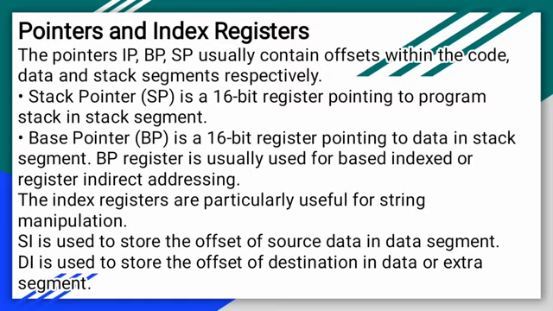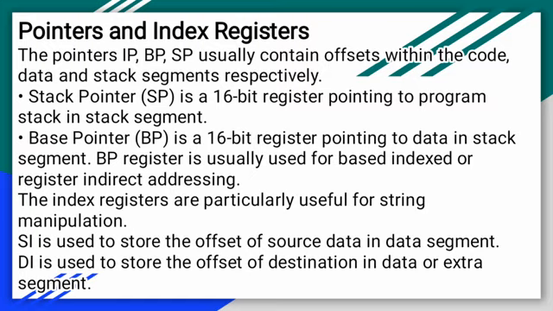BP register is usually used for based indexed or register indirect addressing. The index registers are particularly useful for string manipulation. SI is used to store the offset of source data in data segment. DI is used to store the offset of destination in data or extra segment.